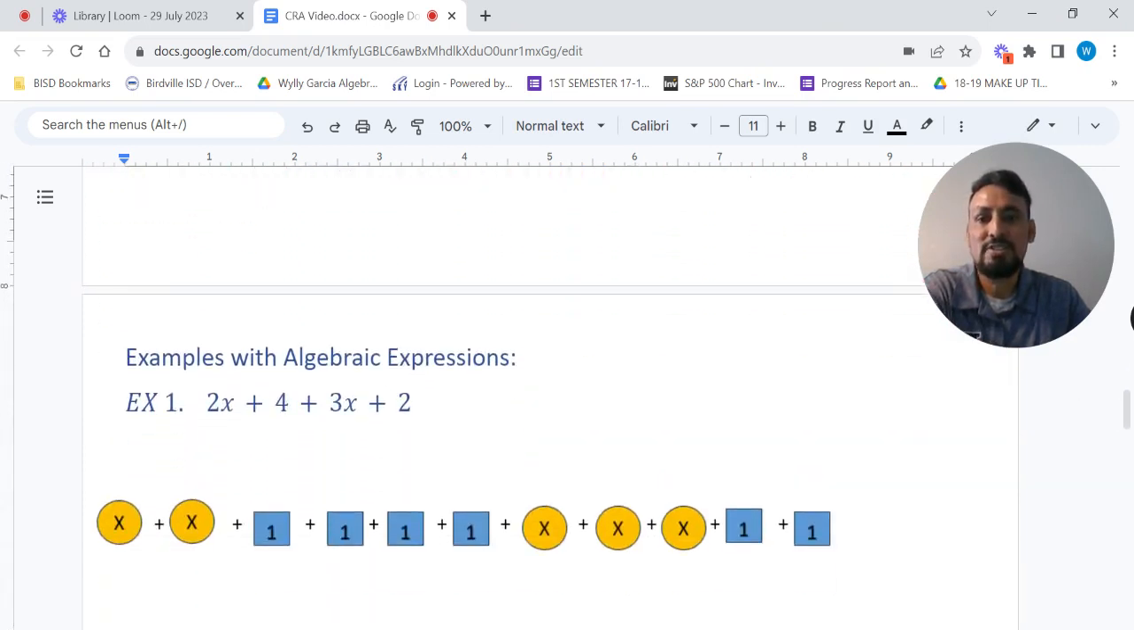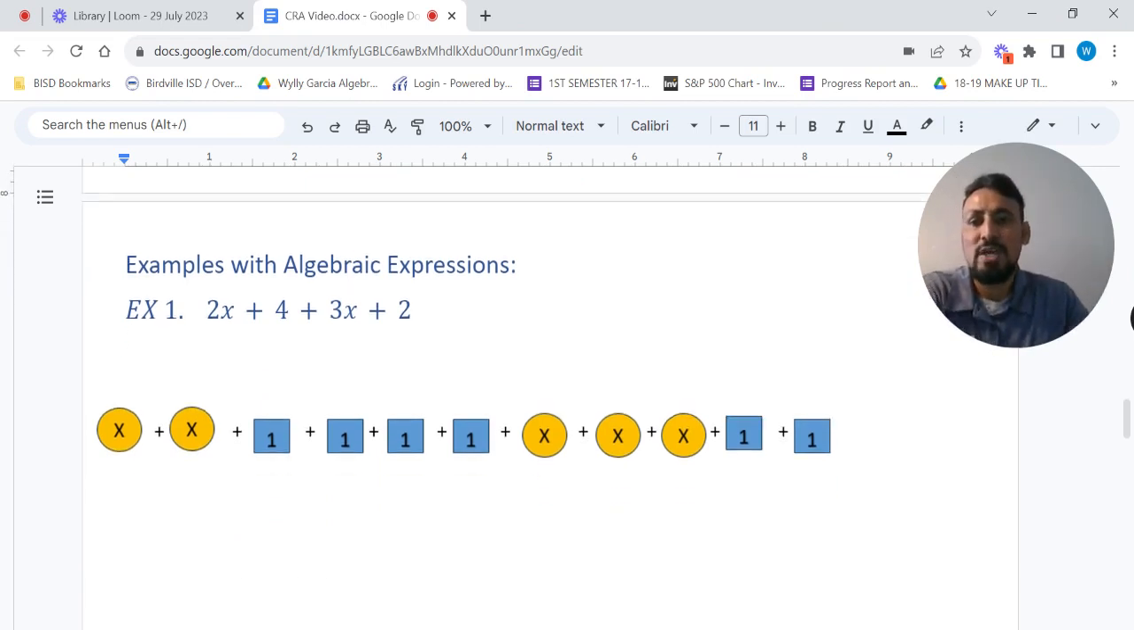In this example, notice that this is an algebraic expression, and we have 2 x's. So the coefficient of the x's is 2, and then we have a plus 4. So this is a number, right? And then the next one is 3x. The coefficient of this one is 3, and then the number is 2. This is what I've done to make it easy for you to understand what you're supposed to do when you combine like terms.